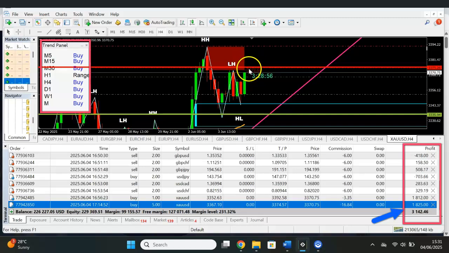But as you can see on the screen, there's a massive green candle there. We are quickly approaching our resistance level, which was the intention. We are buying, so we're buying towards resistance.